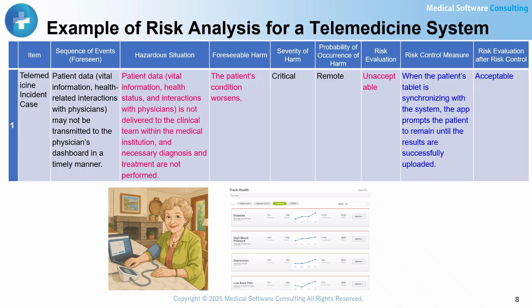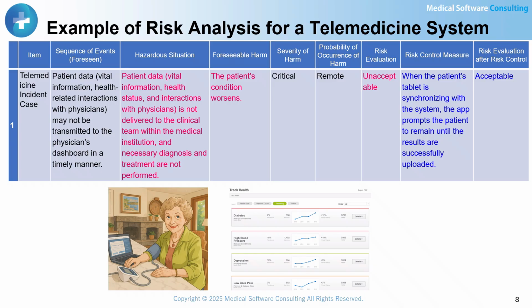The harm we must consider in the worst case is that the patient's condition deteriorates. The severity of this risk was judged to be serious, since the FDA classified this as a Class 2 recall. The probability was considered remote because it was not expected to occur frequently. Before risk control measures were implemented, this situation was considered unacceptable as it had already resulted in a recall. The risk control measure developed was, when the patient's tablet is synchronizing with the system, the app prompts the patient to remain in the application until the upload is complete. After applying this measure, the risk was judged acceptable.